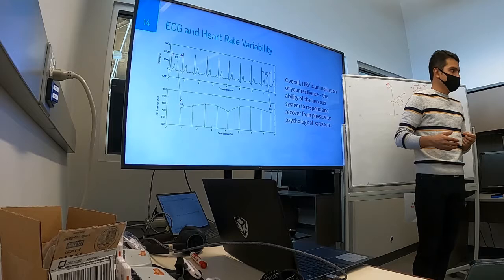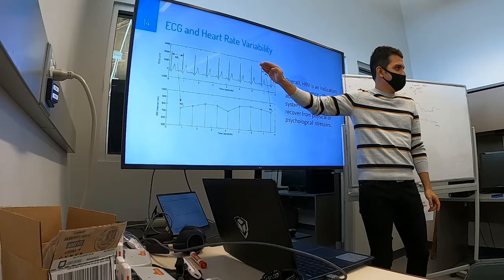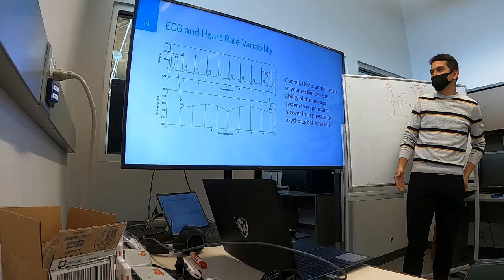So that means that if you don't collect the ECG in a proper way, then you will probably have a signal that is not descriptive enough for your parameters. Why is this important?